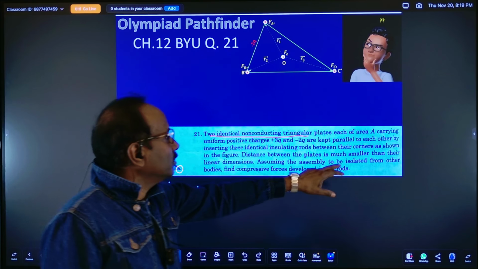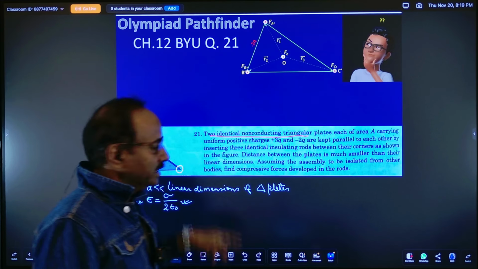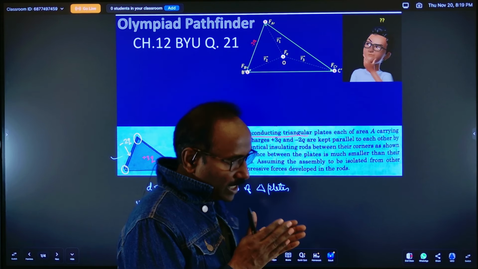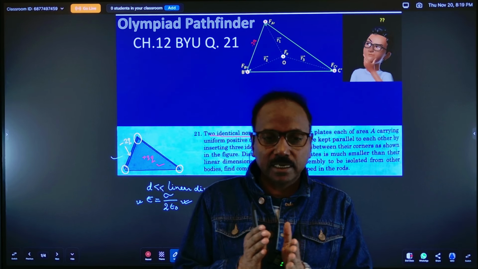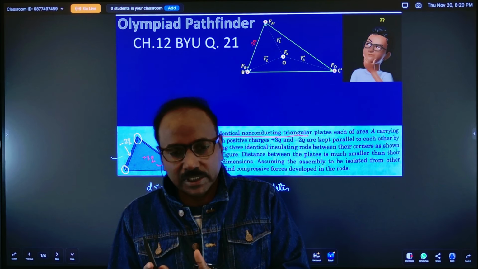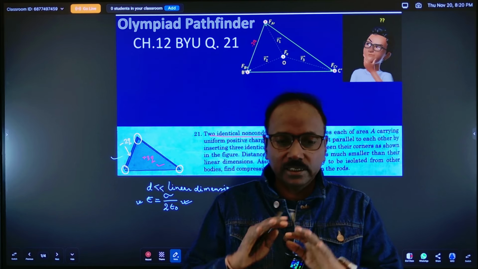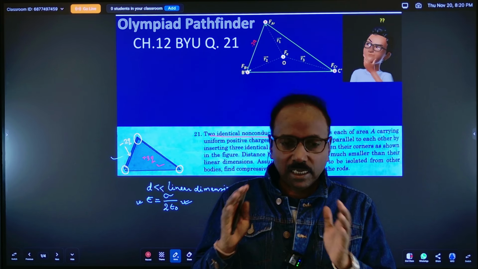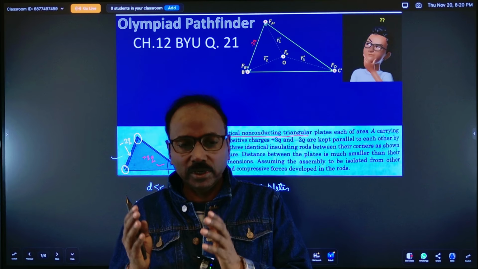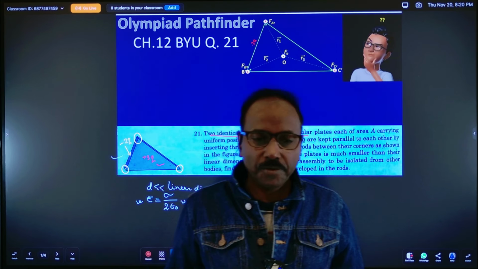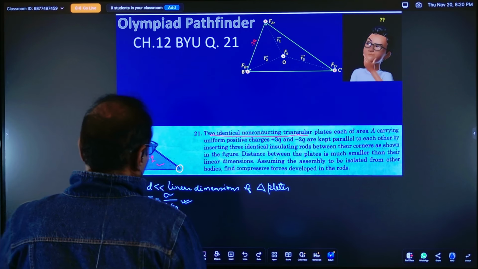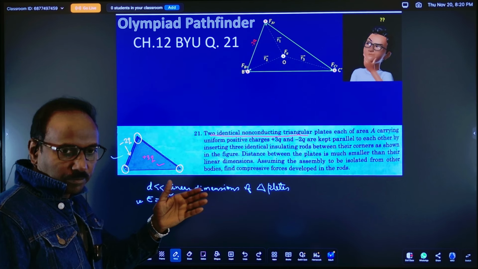Assuming the assembly to be isolated from other bodies. So what does this mean? This assembly is kept in an environment which does not have anything in the surroundings. Means there is no impact or reaction of the surroundings on these two plates. So it is a totally isolated system from the surroundings.